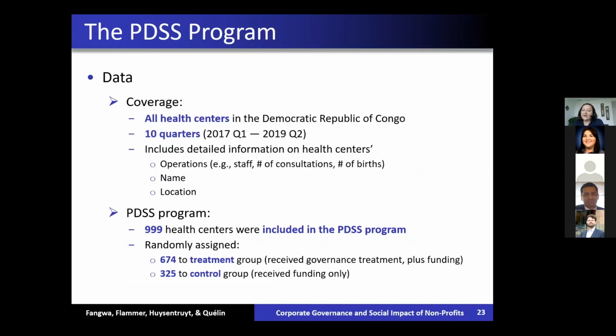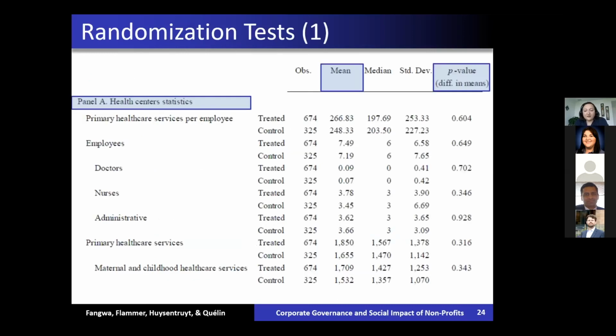All right, in terms of coverage, we have data from all health centers in the DRC over a period of 10 quarters. We have detailed information for each health center with respect to its operations, name, location, and there's a total of 999 health centers that are part of this PDSS program. Let me now talk about the randomization tests.